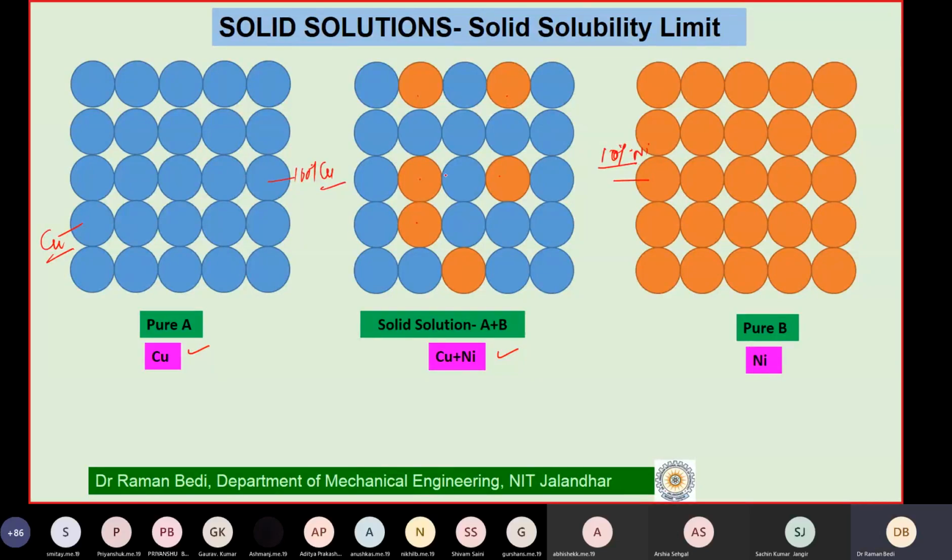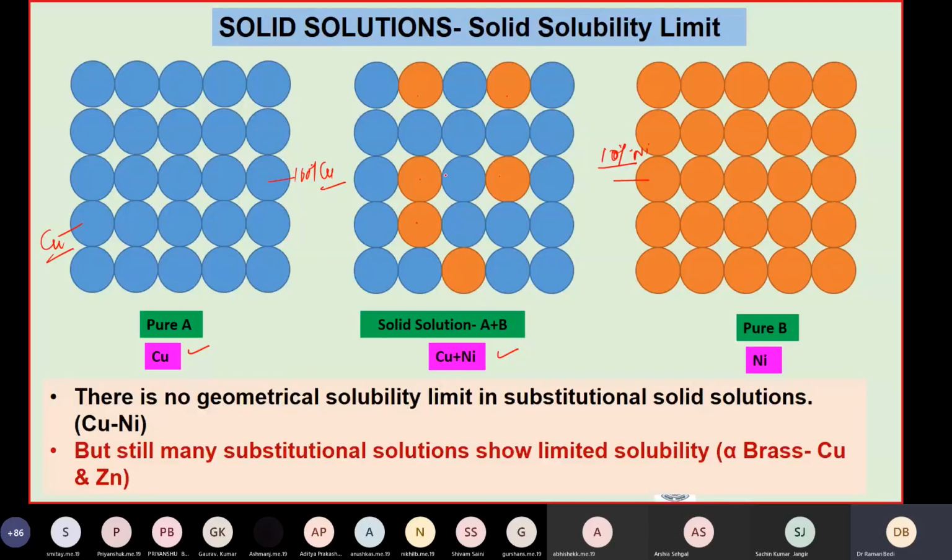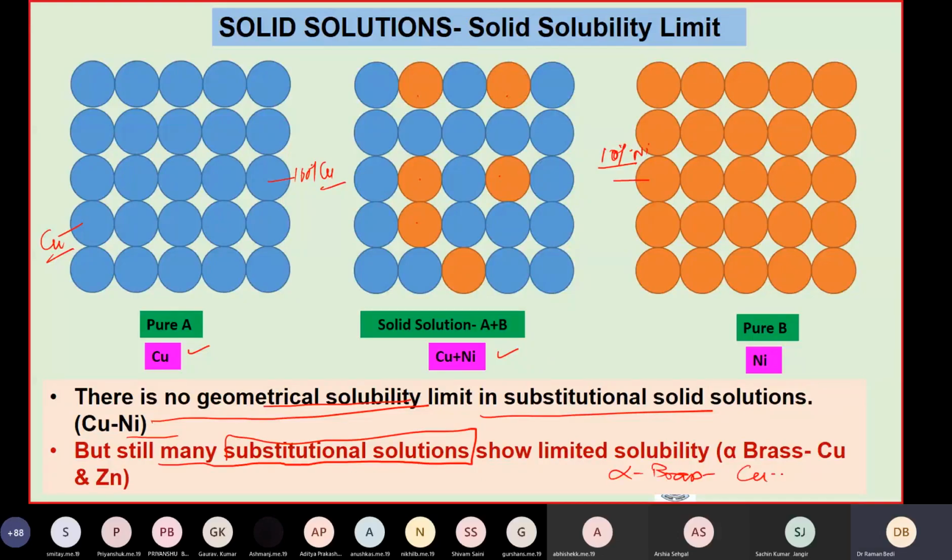In between, we find that for the solubility limits, there are no geometrical limits. All of the copper atoms can be replaced by nickel atoms, and all the nickel atoms can be replaced by copper atoms, and that is why in most solid solutions of substitutional type, the solubility limit may not be there. But there may be a few substitutional solutions, like alpha brass, which is a substitutional solid solution of copper and zinc.